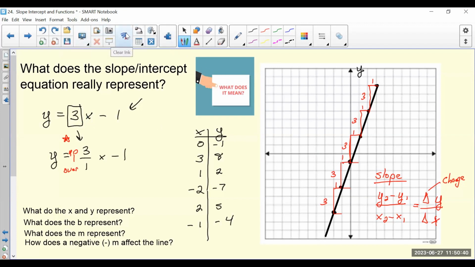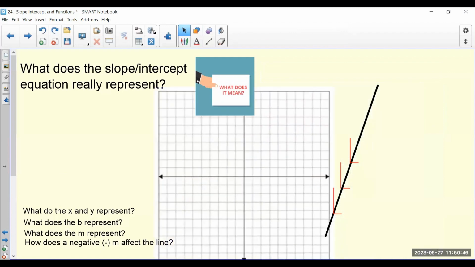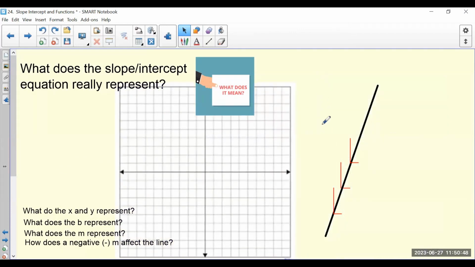So let's get rid of that. Goodbye, ink. Now, unfortunately, I was doing these line things. Let's see if I can select them and get rid of them. Oh, that got rid of my line. I did not actually want to get rid of the line. I want to leave that there. So let's just do it the old-fashioned way.